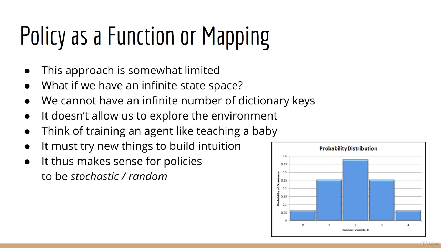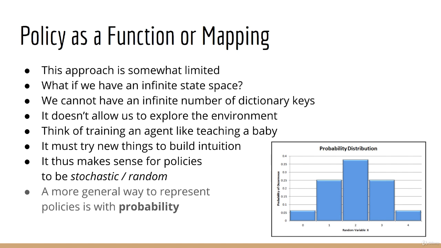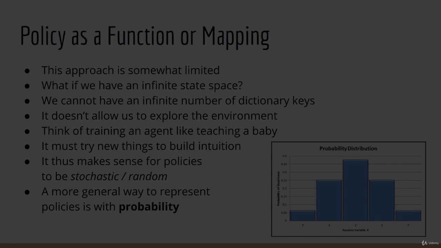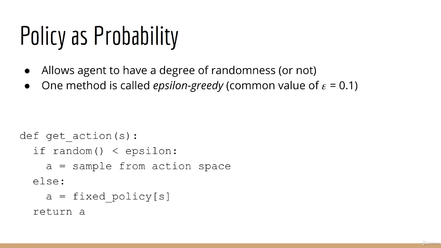Stochastic is just a fancy word for random. In other words, a more general way to represent policies is to represent them as probabilities. Representing policies as probabilities actually solves both of the problems I posed above. Let's see how. First, it deals with this problem of randomness.